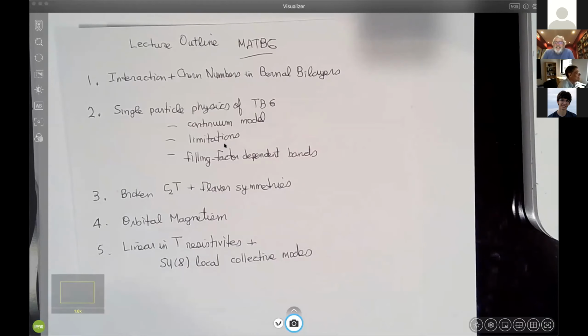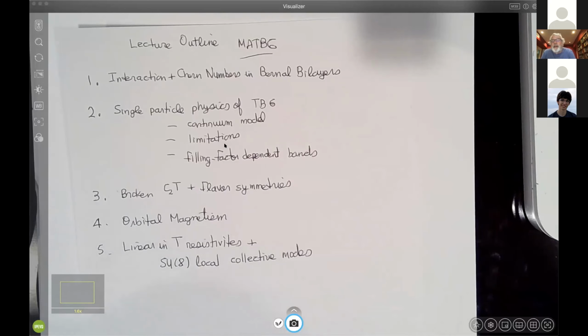Okay. Yeah, so good day, everyone. Today I'm going to talk about another Moire superlattice system, twisted bilayer graphene. Twisted bilayer graphene is especially interesting at certain discrete twist angles where the bands become very flat and correlations become important.